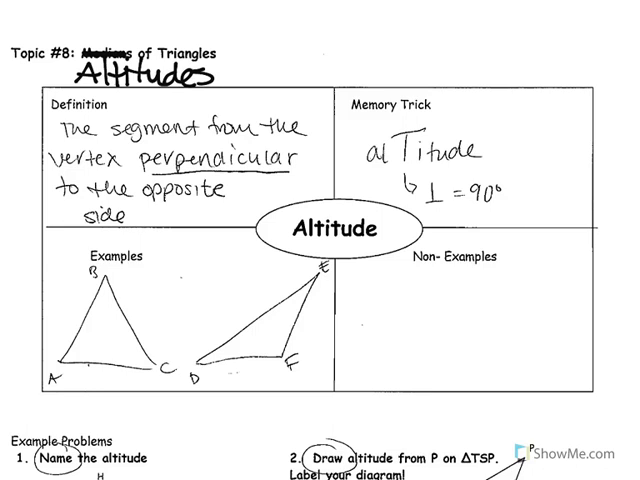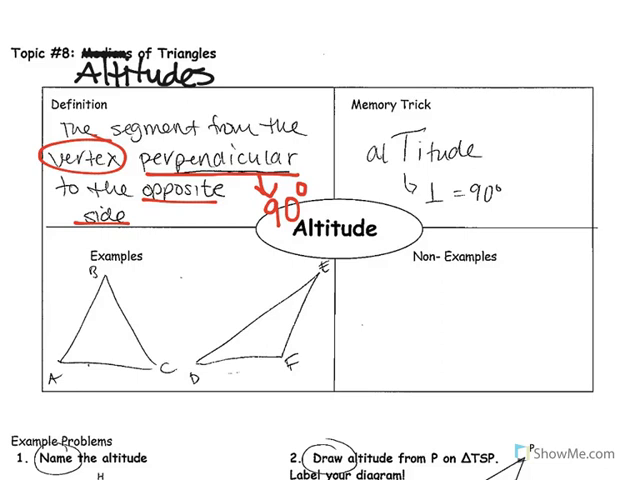So again, let's think about what's important. It's important that it's coming from a vertex, and this word perpendicular is underlined here. If you remember from Unit 1, perpendicular means it's intersecting at 90 degrees, okay? And so it's coming from the vertex, it has something to do with a right angle, and the segment is ending up on the opposite side, okay? So let's look at some examples, all right?